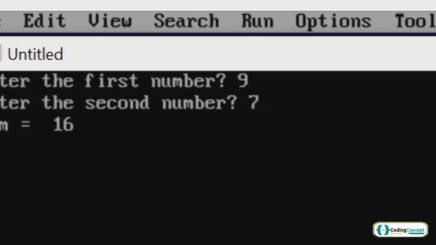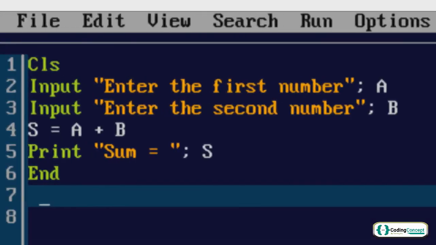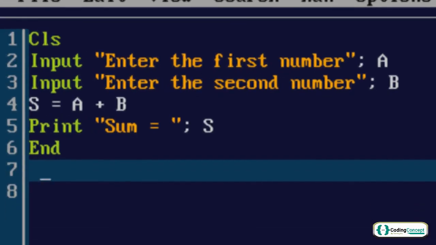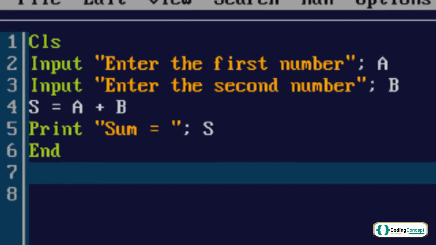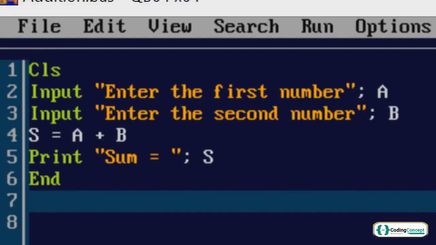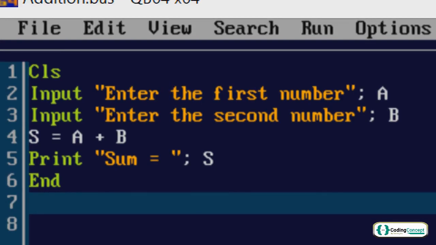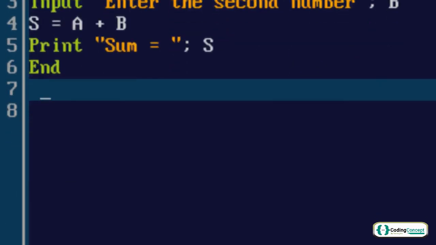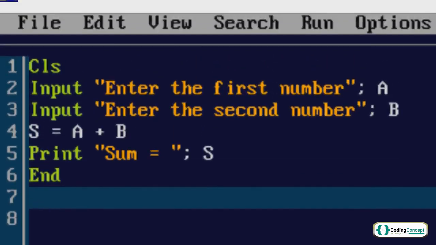So the instructions are provided, and these are the set of instructions. As you can see, how many lines are there? There are 6 lines. So 6 lines of instructions are provided to the computer, and whenever these instructions are executed, the computer wants data from the user, and when the data is provided, the result is displayed. So this is how a computer actually responds to a program.